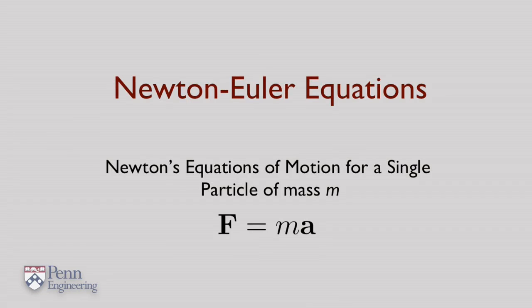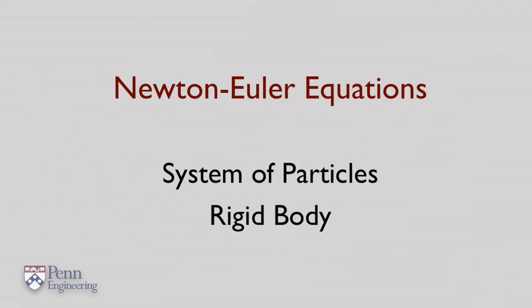Let's remind ourselves what these equations look like for a single particle. If you have a single particle of mass m and you know the resultant force acting on this particle, then the acceleration is just obtained by Newton's second law. The total force equals mass times acceleration a. What does this equation look like when you get to a system of particles and then a rigid body?